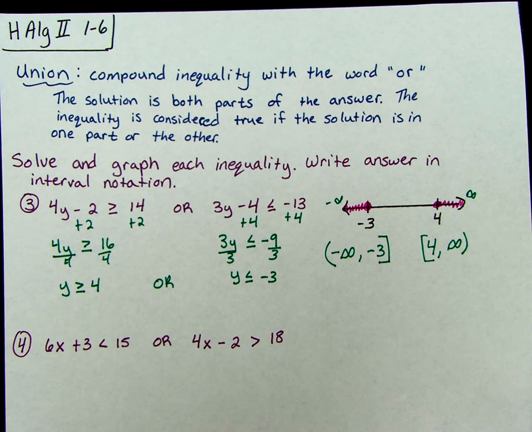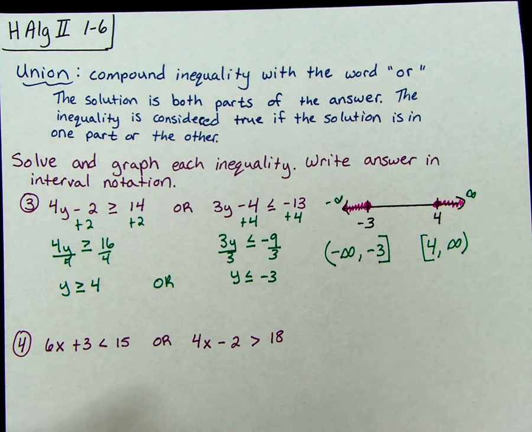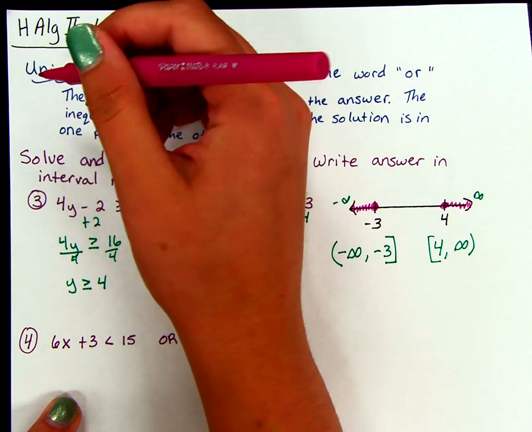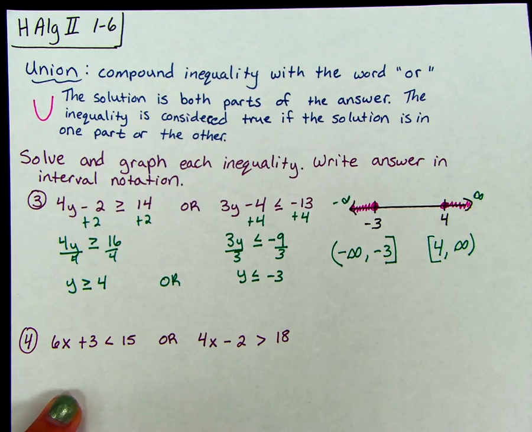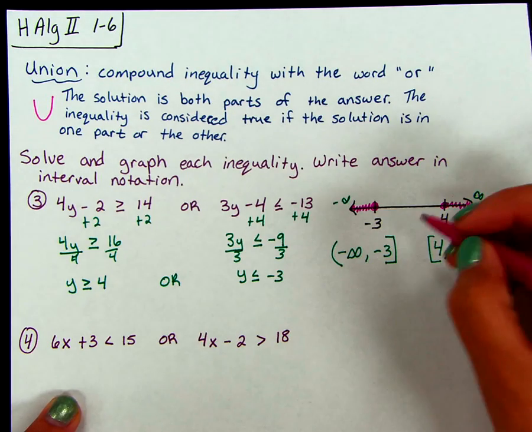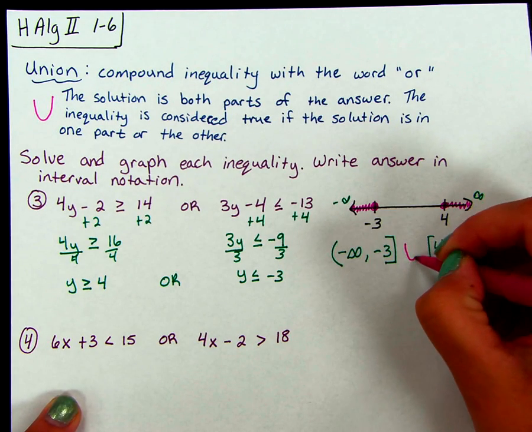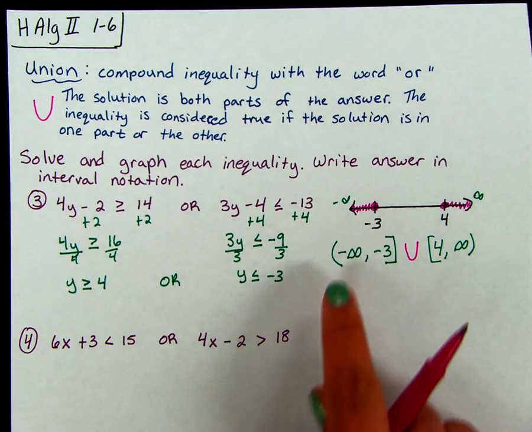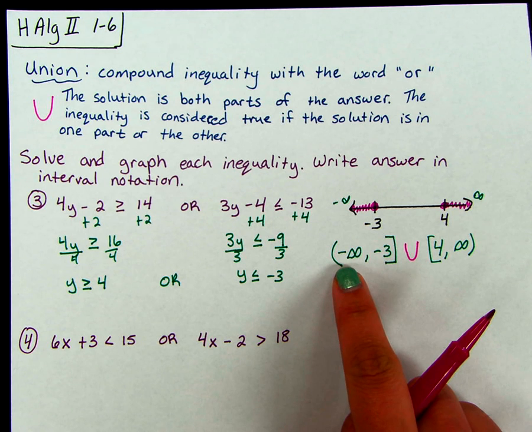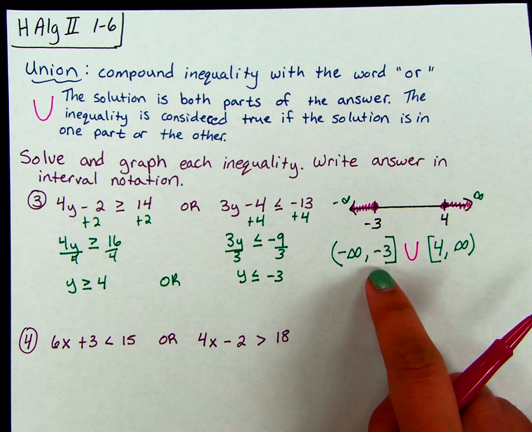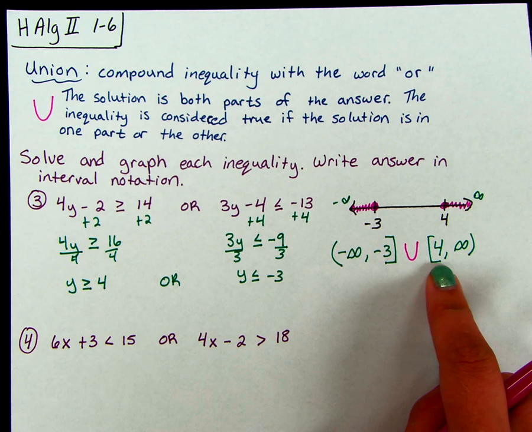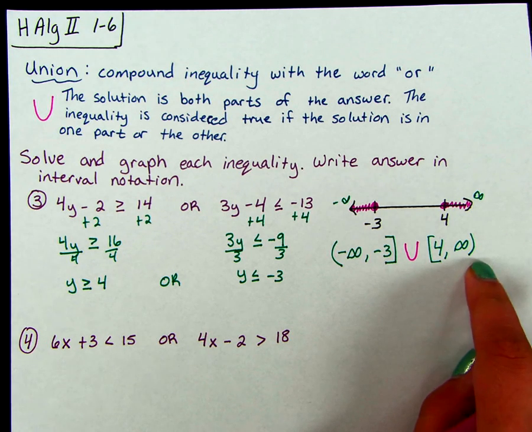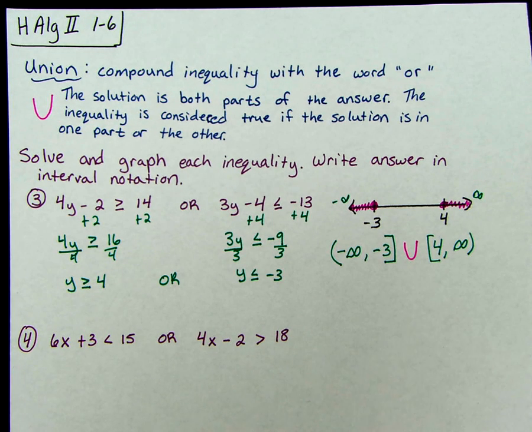So the symbol that we're going to use in between them is our union symbol. So the union symbol is the opposite of the intersection. It's going to be a U. Okay, so it's going to look like that. We want to exaggerate that U shape. So we're just going to add that in here. So this would be from -infinity to -3, or from 4 up to infinity. So those are all the possible solutions. Okay.